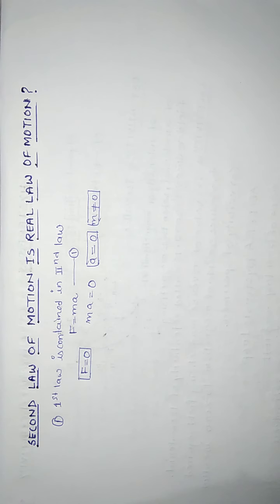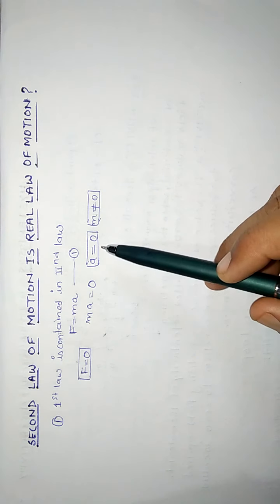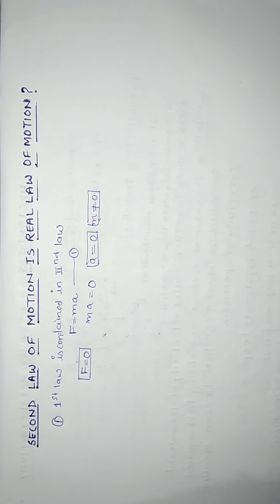This means if there is no force acting on the body, then there will be no acceleration. It means that a body at rest will remain at rest, and a body in uniform motion will continue to move uniformly along the same straight path in the absence of any external force. And this is the first law of motion. So we can say that the first law of motion is contained in the second law of motion.